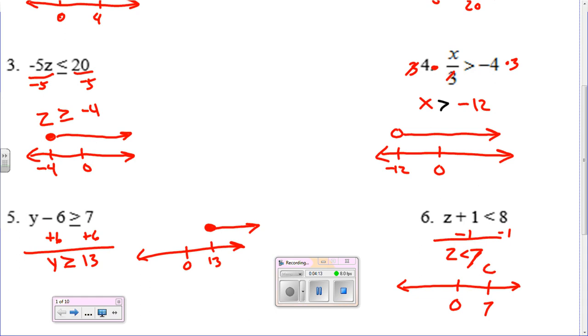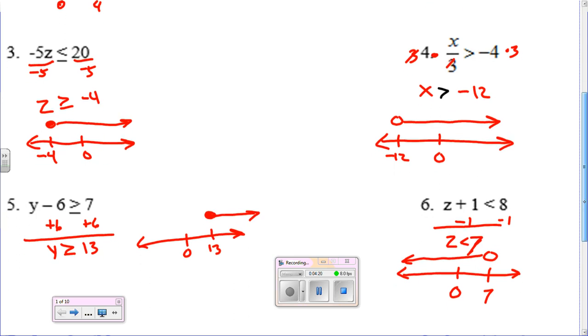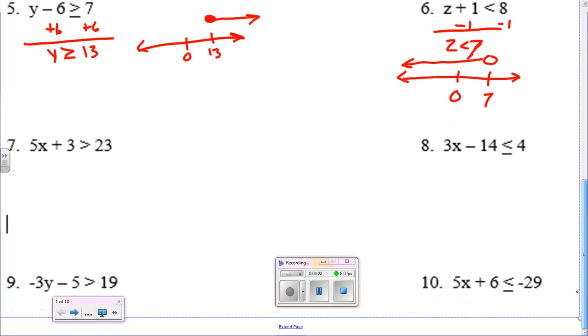There's your number line. It's less than, no equal sign, so it's an open circle and it goes to the left. All right, almost halfway there. Number 7. Of course, they get harder now.